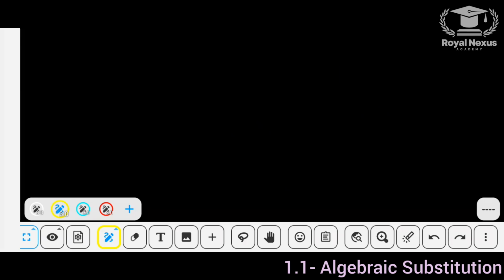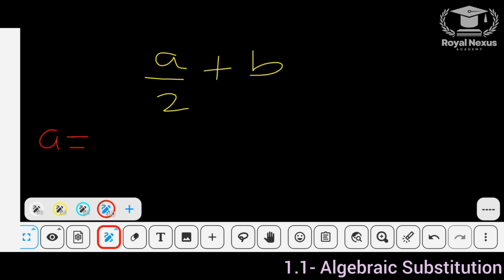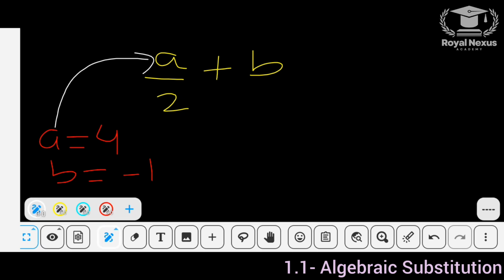Okay, now moving on to the second question. The second question is a upon 2 plus b, right? And the value of a is 4 and the value of b that you will be using in the question is -1, right? So now try to solve this question. The first step is that we need to plug in the value of a over here and the value of b over here. So it will be something like this: 4 upon 2 plus will be written as it is, and the value of b is -1.